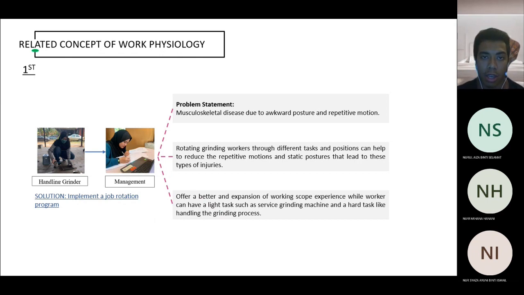The first related problem statement is musculoskeletal disease due to awkward posture and repetitive motion. The solution is to implement a job rotation program, which rotates grinding workers through different tasks and positions to help reduce the repetitive motion and static posture that can lead to these types of injuries. This can offer a better and broader working scope experience, while workers can have light tasks such as servicing the grinding machine and hard tasks like handling the grinding process. So they have a balance between that.